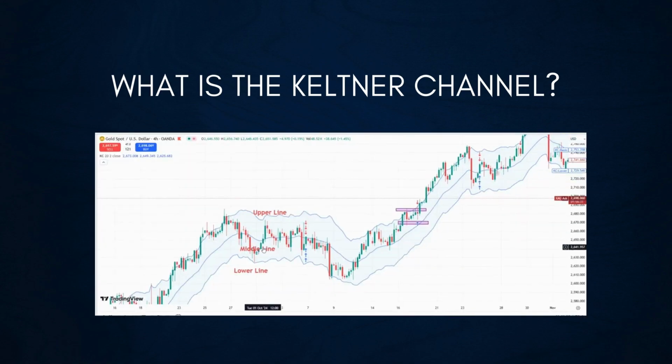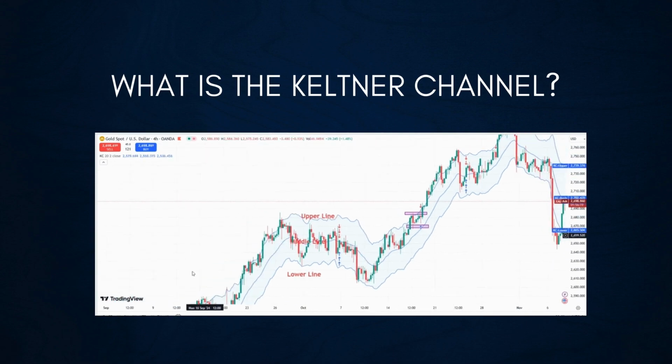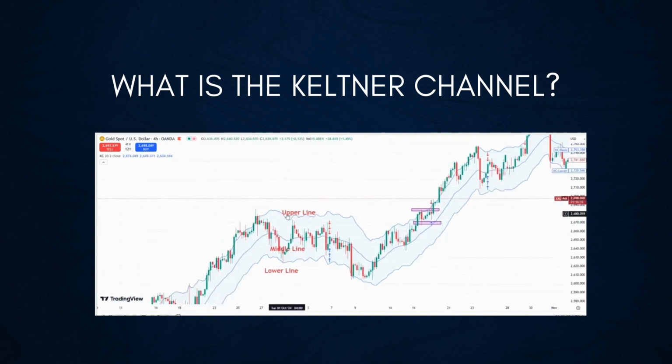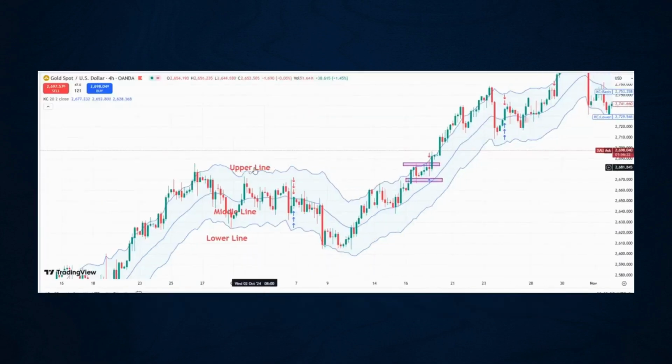Middle line. This is a moving average, typically the 20-period EMA, which represents the average price. Upper band. This is set above the middle line by a multiple of the average true range, ATR, which measures volatility. Lower band. This is set below the middle line by the same multiple of ATR. Together, these bands create a channel around the price that expands and contracts with volatility. When prices move close to or outside these bands, it can indicate potential trading opportunities or trend reversals.